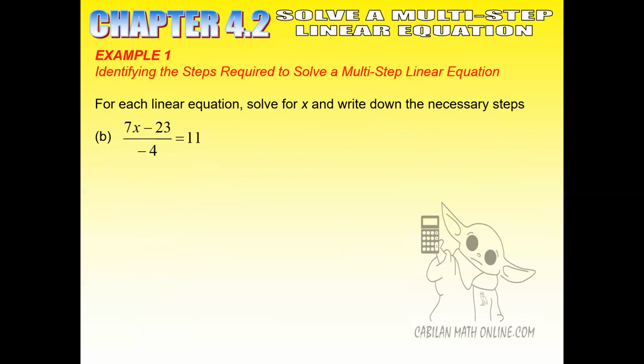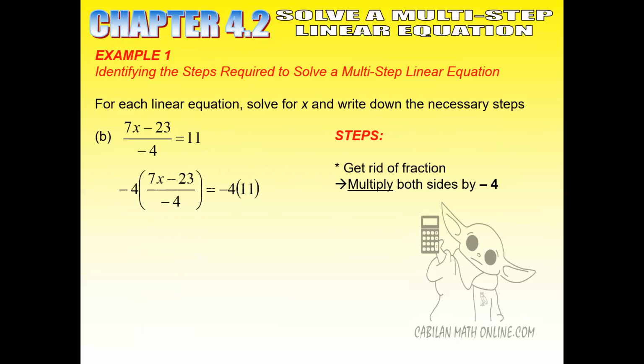So in this case, notice that just like the previous question, we have a term with a variable or a letter, and a number. This time it's separated by a minus sign, and it's all over -4. So just like the previous question, we're going to get rid of the fraction first by multiplying both sides by -4. When you multiply both sides by -4, we're canceling out the two -4's on the left side.